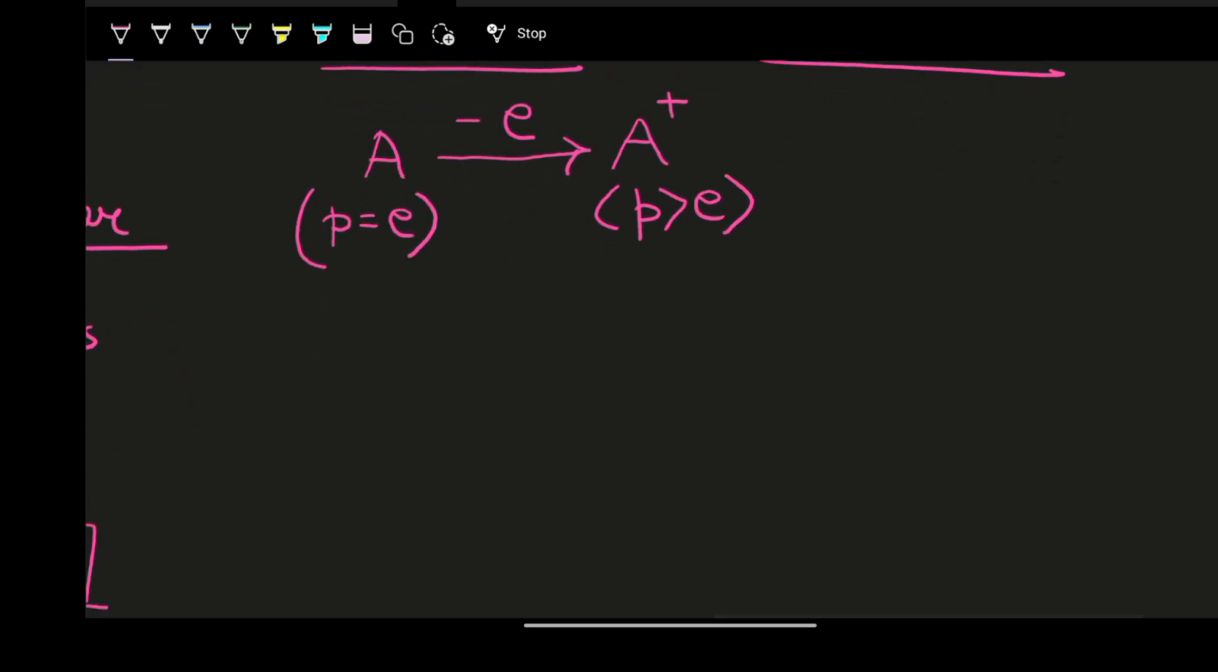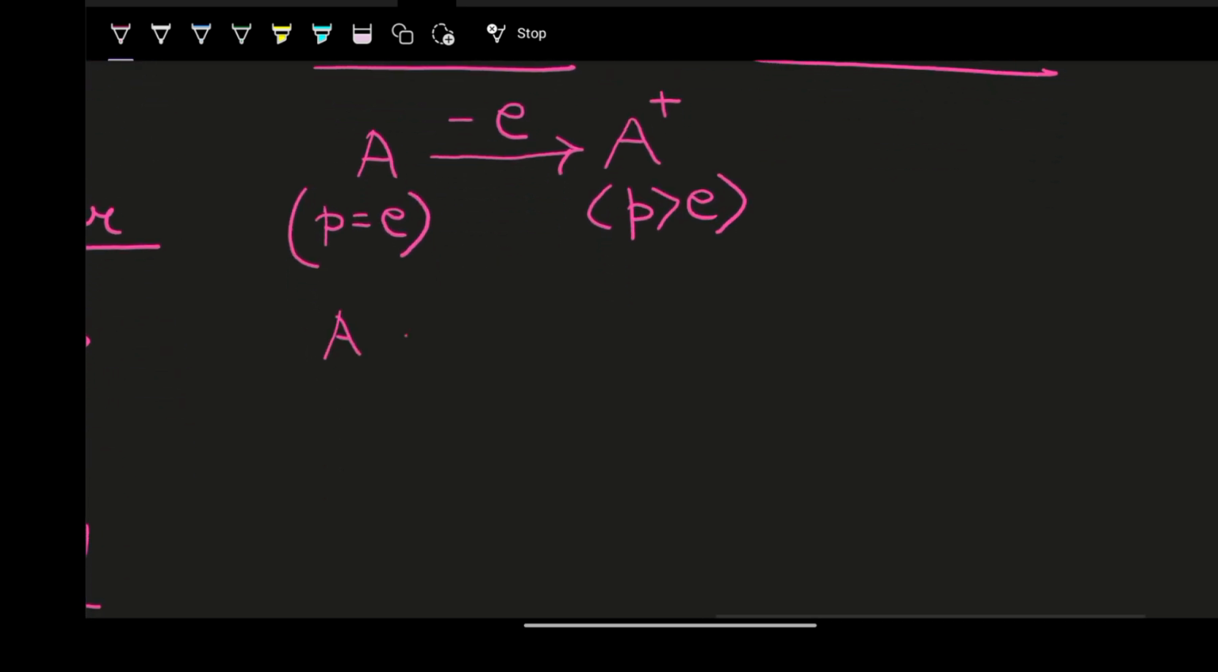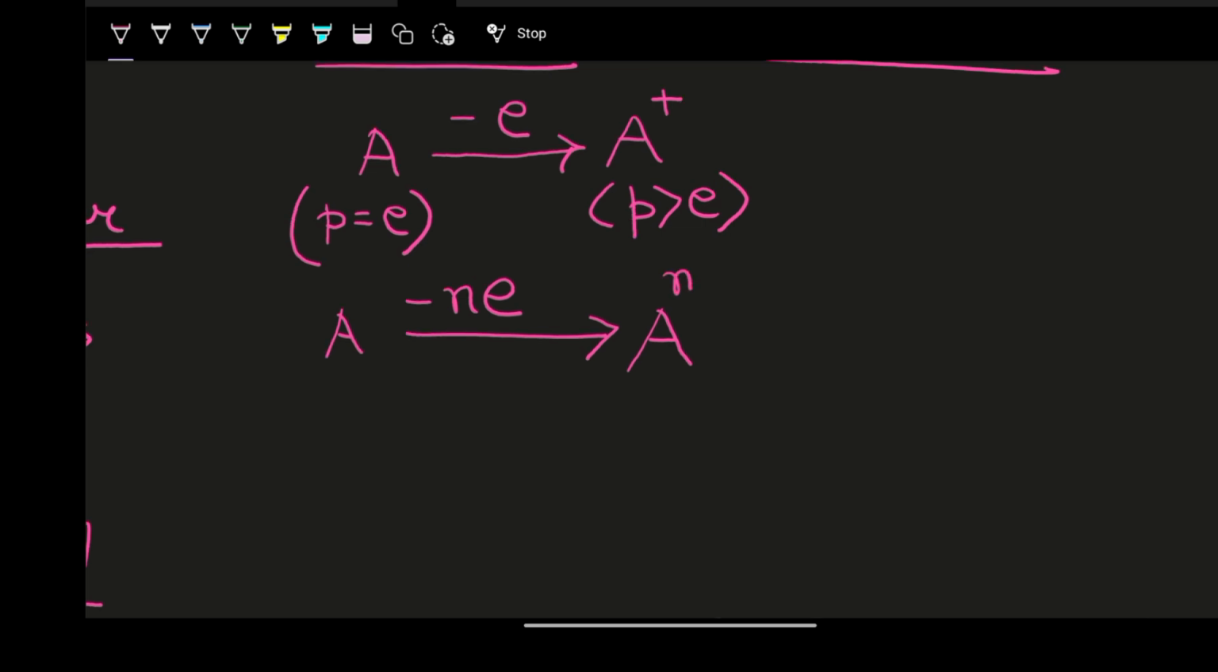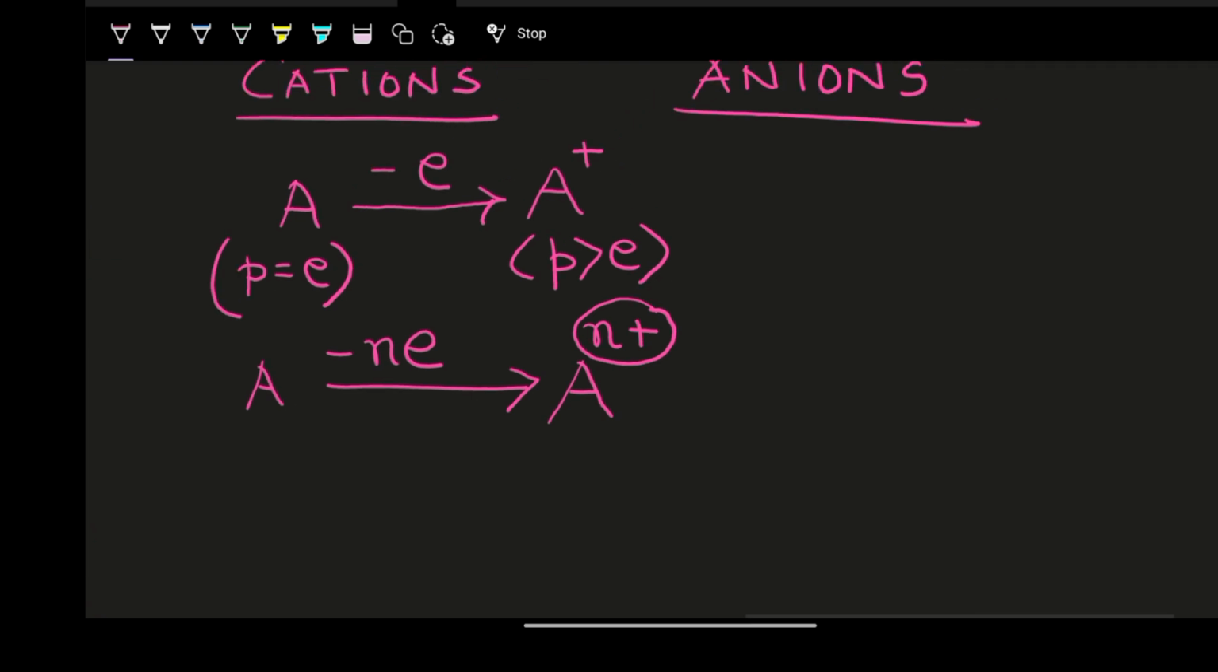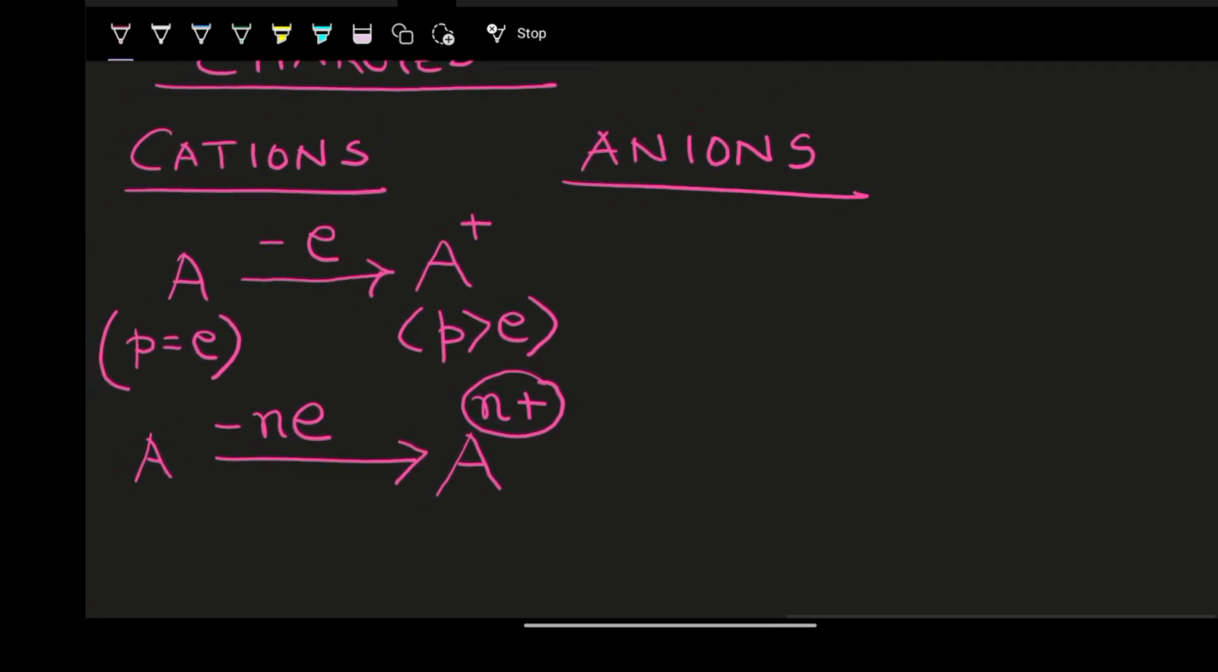So if A loses n number of electrons, that is, minus ne, what will be the charge over A? I think most of you have got it correct. It is n plus. Why? Because n number of electrons are lost. As many electrons are lost, that is the charge above the atom when it becomes a cation. Right? So these are cations.